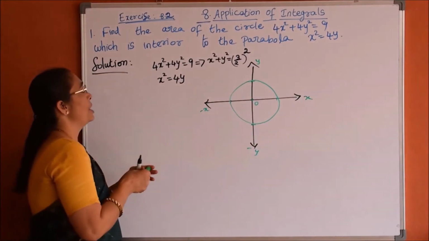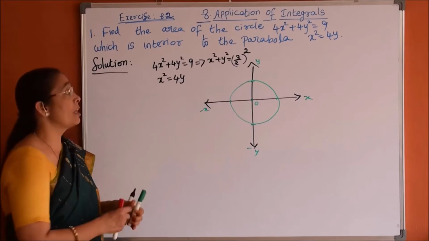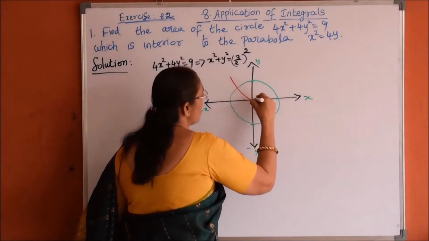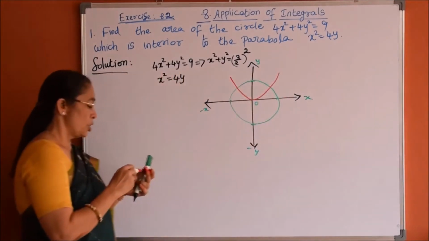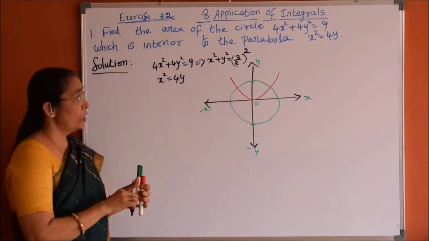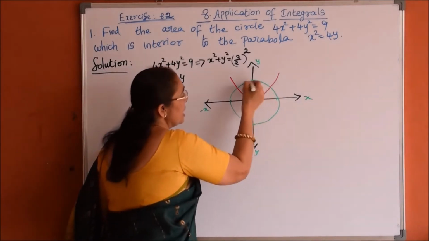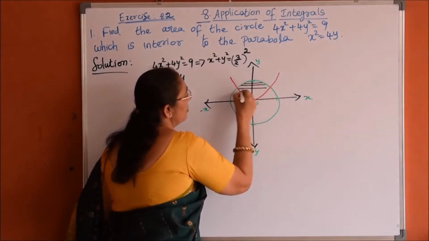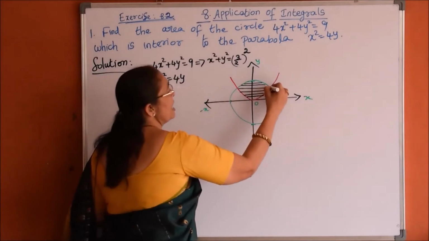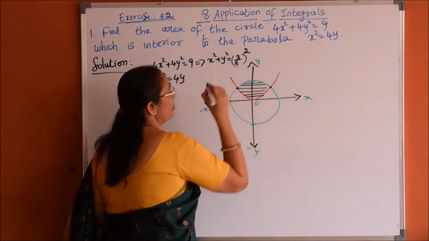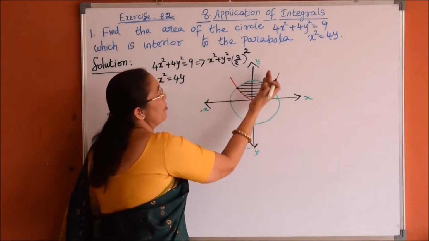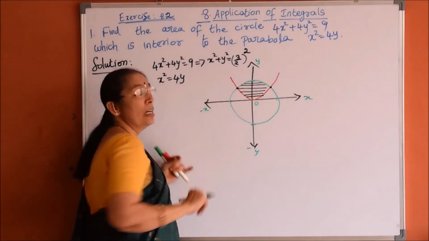Next, x square is equals to 4y is an upward parabola with vertex at origin. Fine. So, which area we need? Area of the circle which is interior to the parabola. So, we need this area. To get this area, first we need the point of intersection. Then afterwards, once we find the area in the first quadrant, if we make it twice that part, we can get the complete area.